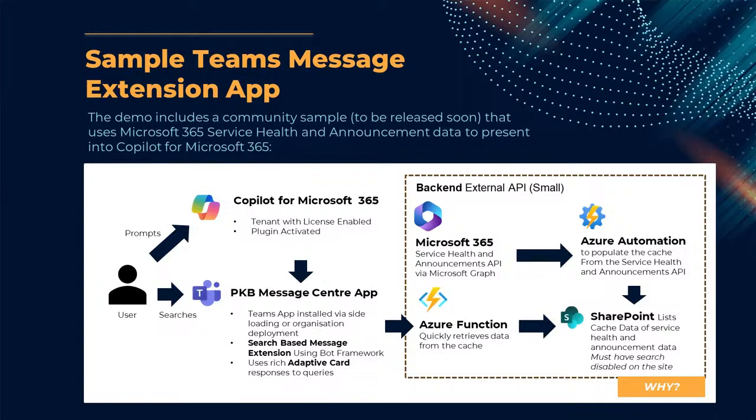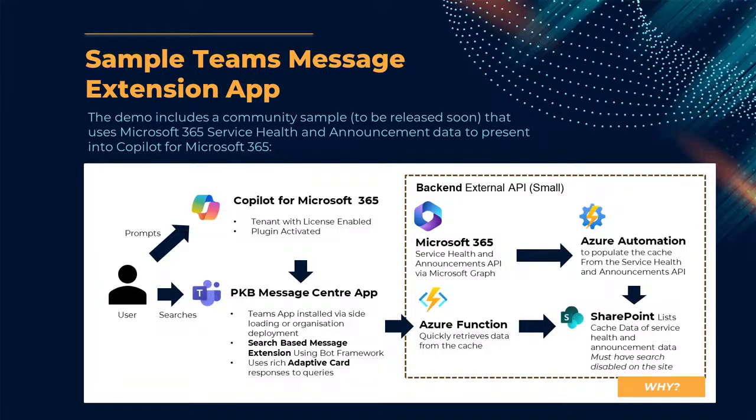So what I use the rest of the application for is to provide that front-end experience for either the message extensions in the chat or via Copilot, which can then be presented with a variety of adaptive cards. So when the user prompts for information from the service announcements or the message center, it can be called through the Copilot, which then can call my application. Then the Azure function retrieves the data from SharePoint and quickly returns the results to the Teams message extension.